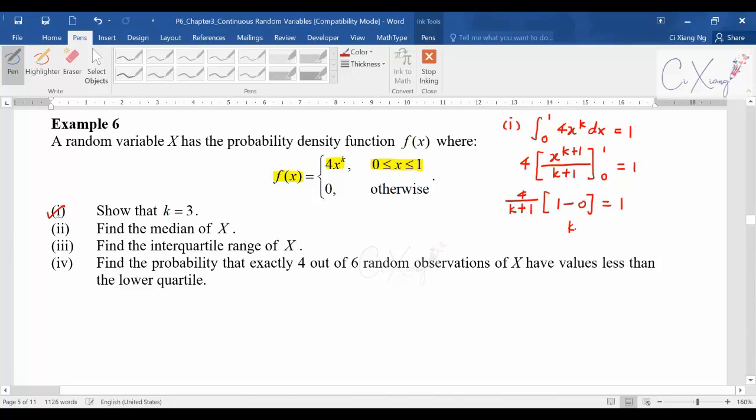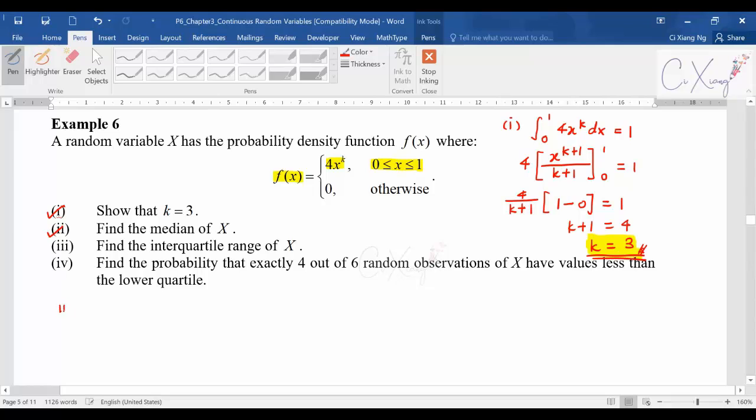Alright, so from here you should see that k plus 1 equals 4. Therefore, k equals 3. So you have already shown that k equals 3. Okay, so this property, we learned it in the previous lesson. Not hard, ground up. Then now let's continue to part number 2.